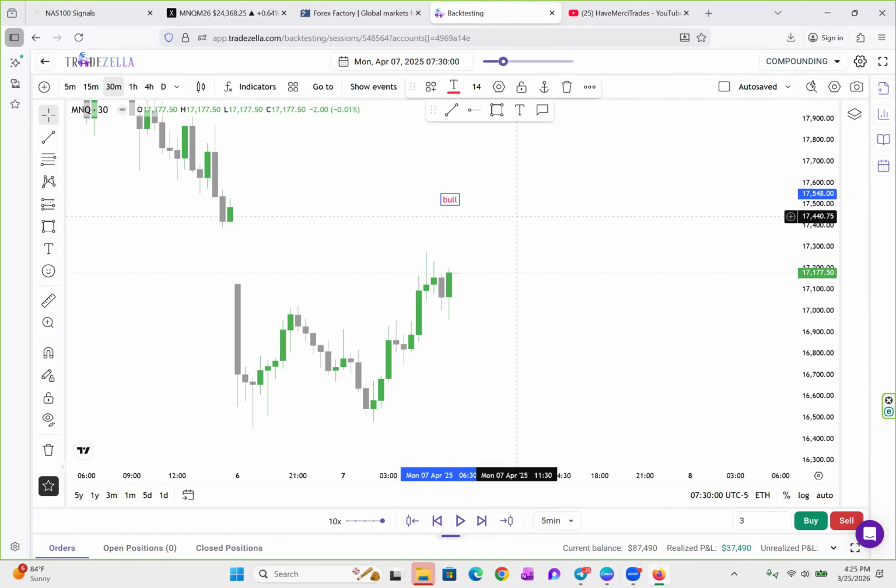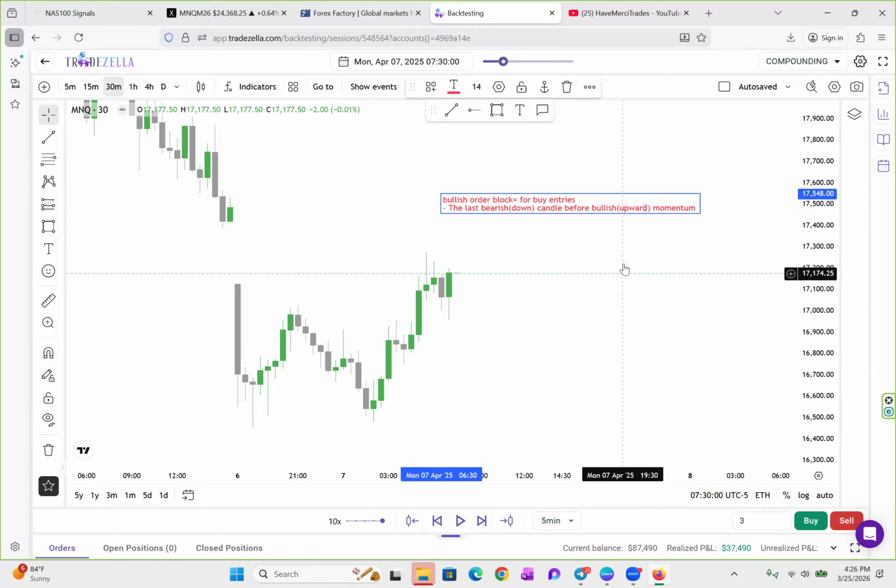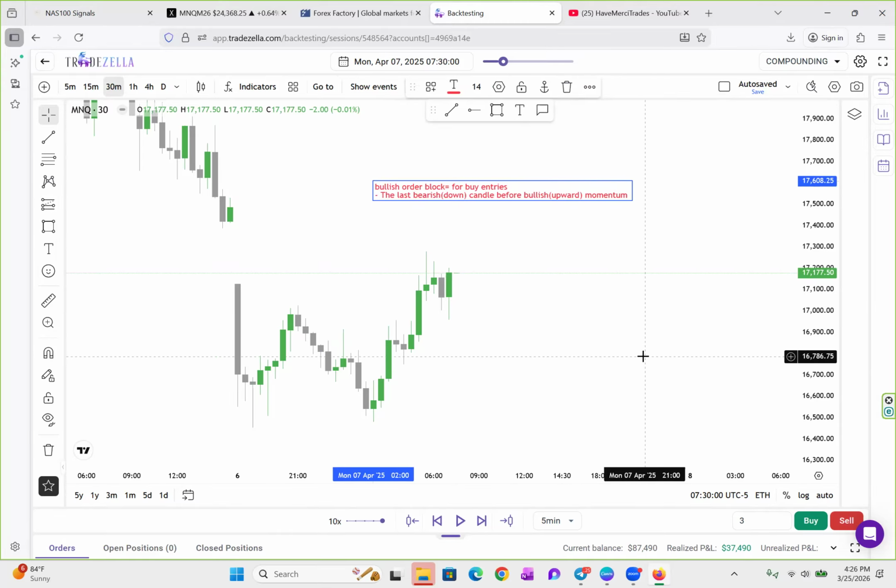The first order block I'm going to talk about is the bullish order block. You want to note that these are for buy entries. Okay, so bullish order block equals for buy entries. What they are is the last bearish, or you can say the last down candle, before bullish, or you can also say upward momentum. I say either or because sometimes the wording helps people understand things better.